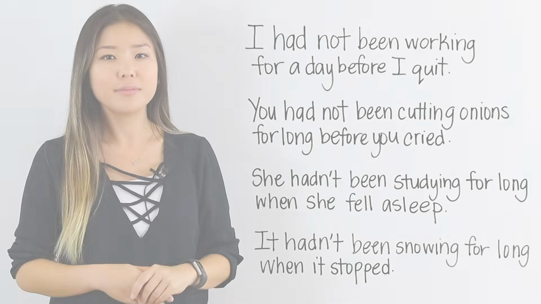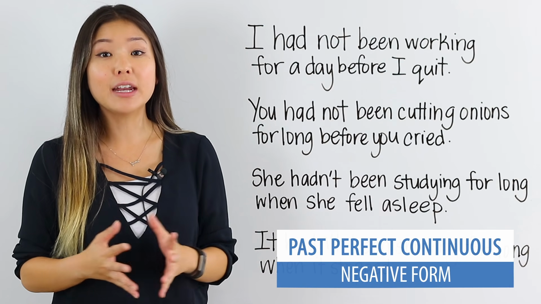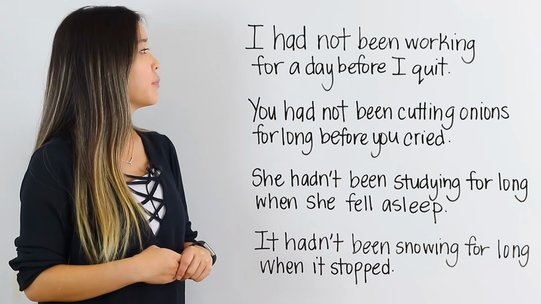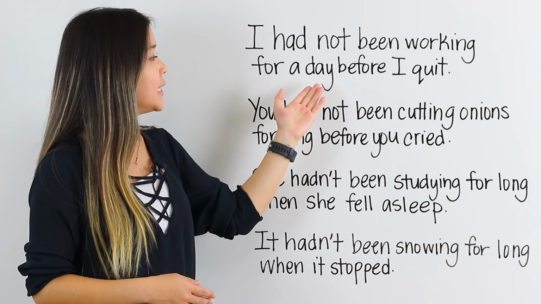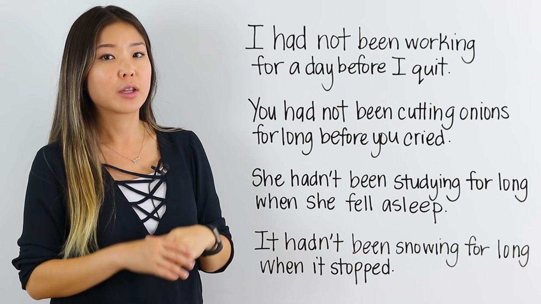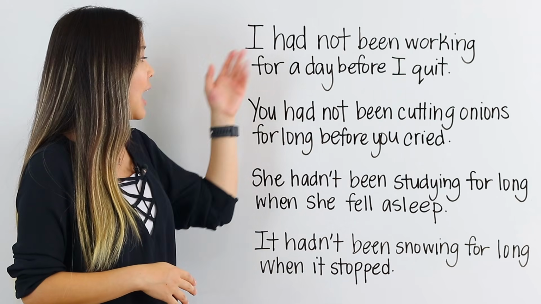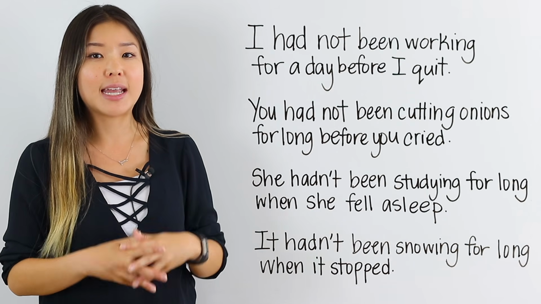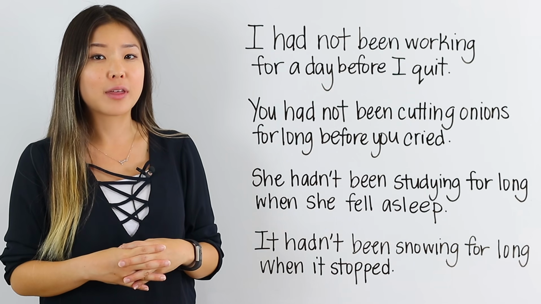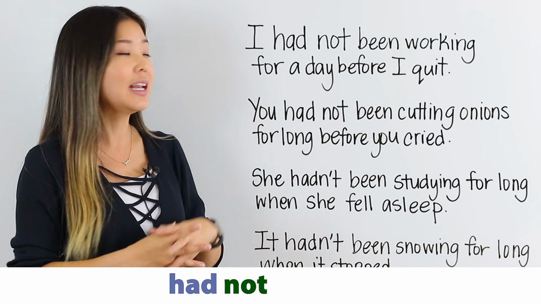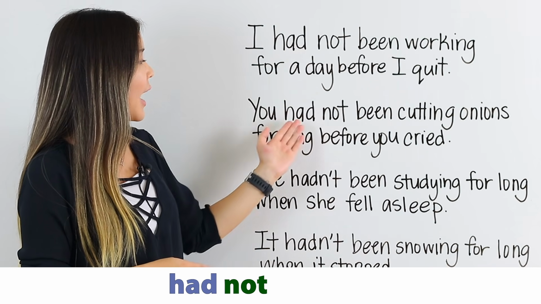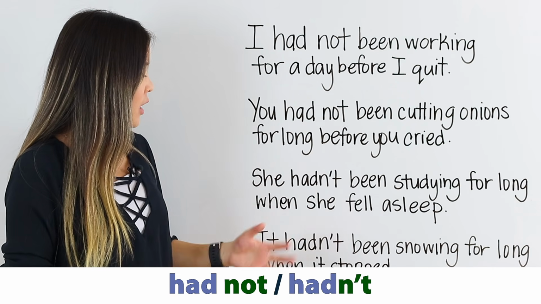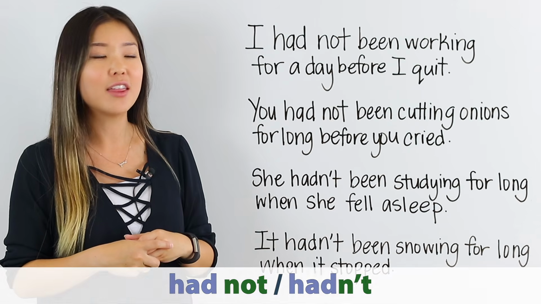Let's move on. Now, let's go into the negative form of the past perfect continuous tense. Here are some examples. I had not been working for a day before I quit. So, no matter what the subject, I, you, she, or it, just like in the affirmative, we say had. But after the had, in the negative form, we add not. Had not, had not. Or you can use the contraction hadn't, which is a combination of had and not together.